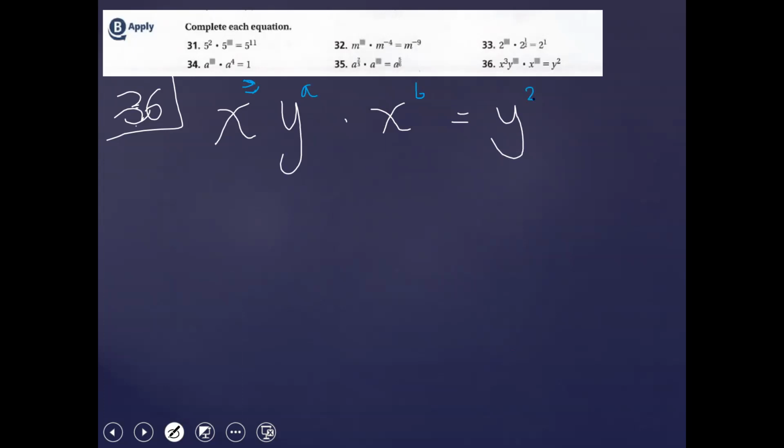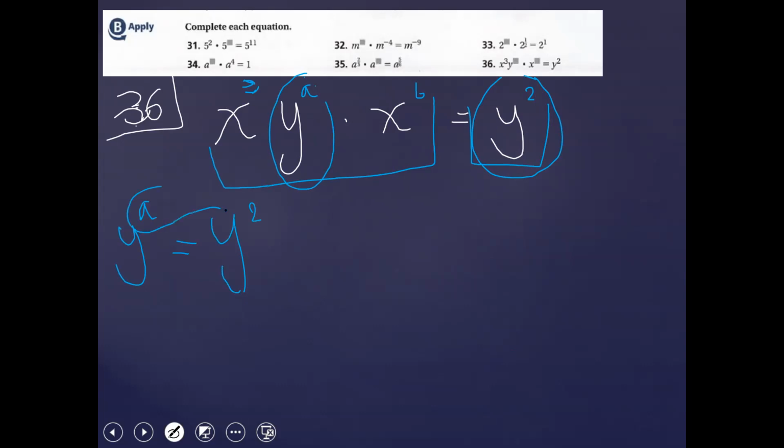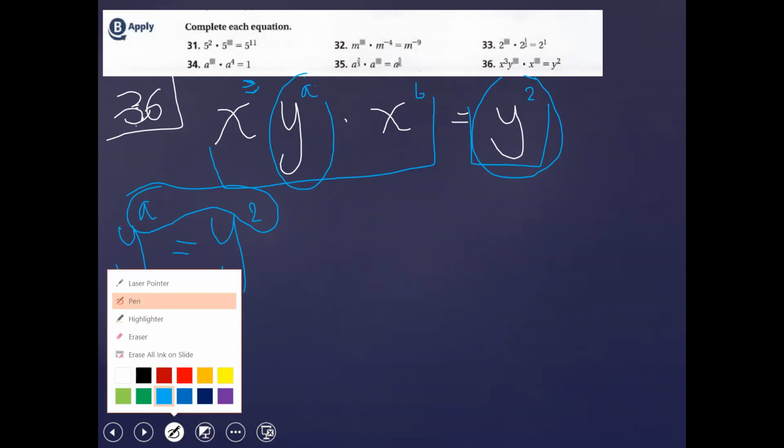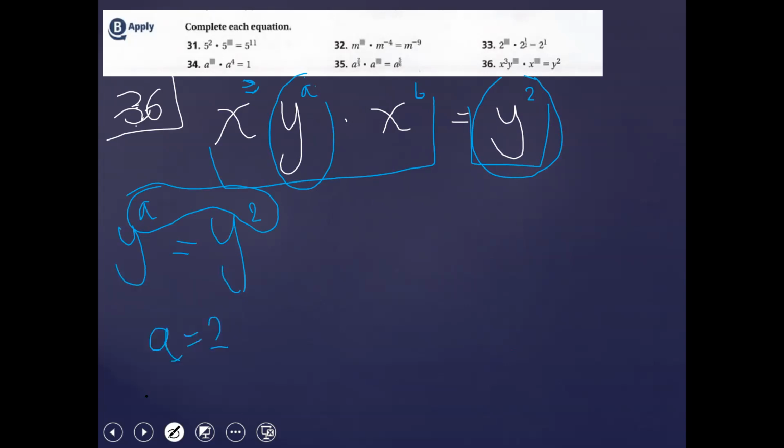From here now, x cubed y raised to the power a times x raised to the power b equals y squared. As you see here, in the first term we had only one x. So I will say that y to the power a is equal to y squared. Then I will say that a now is equal to 2. Now, let's do the second one.